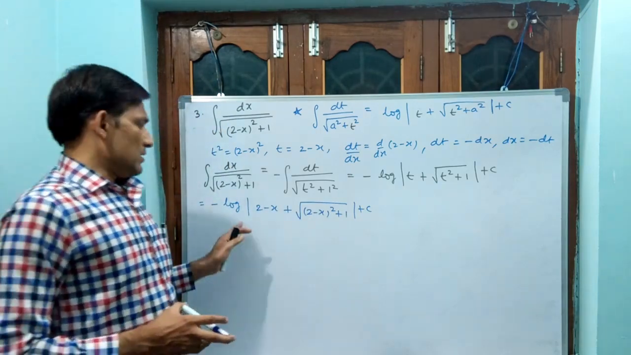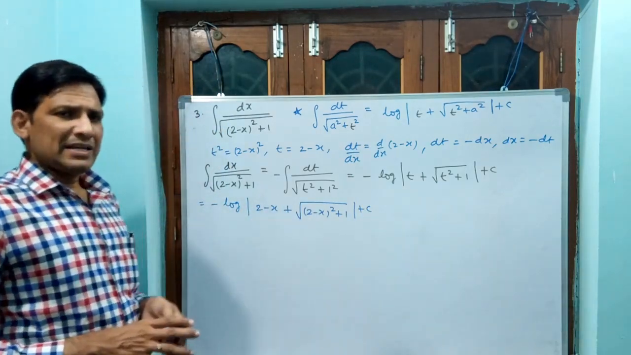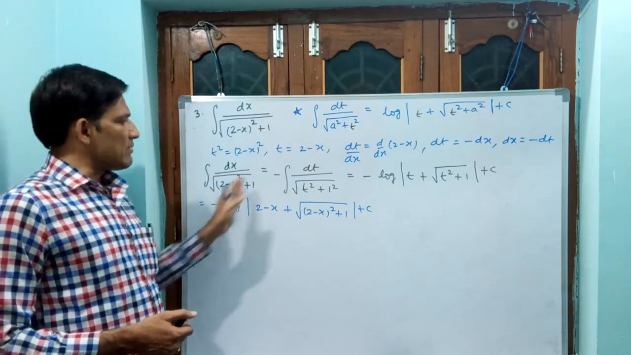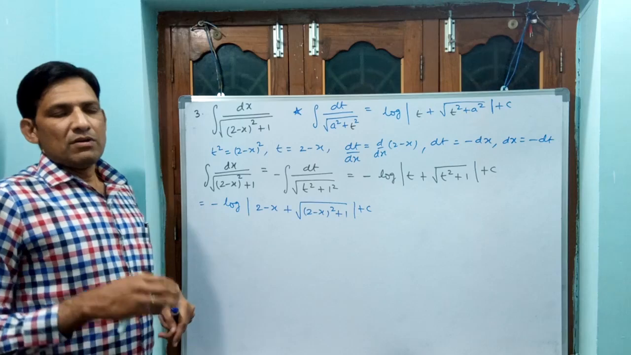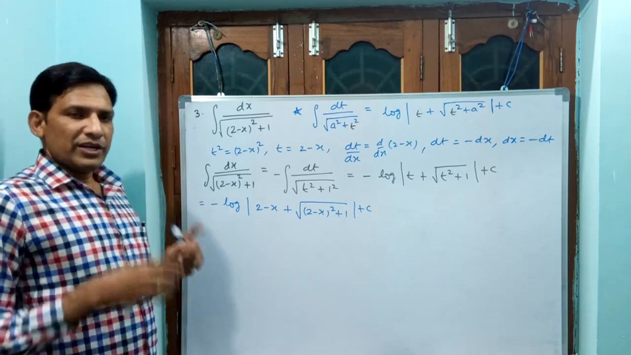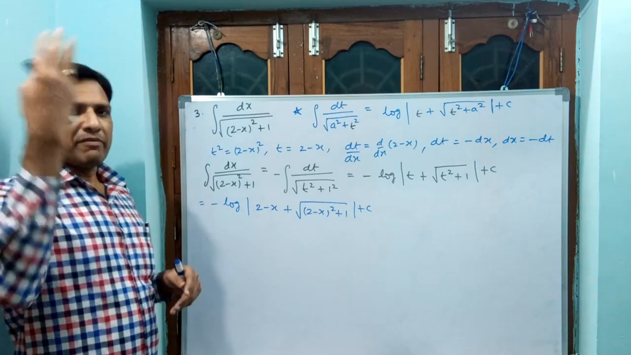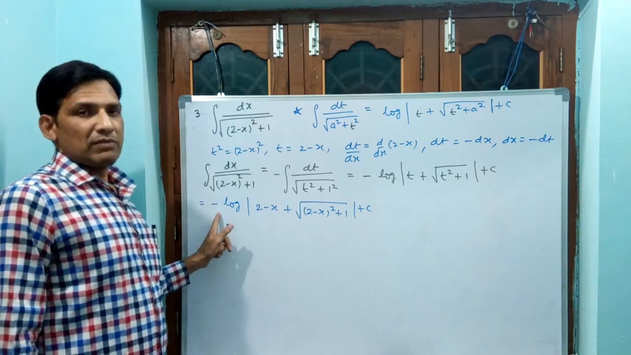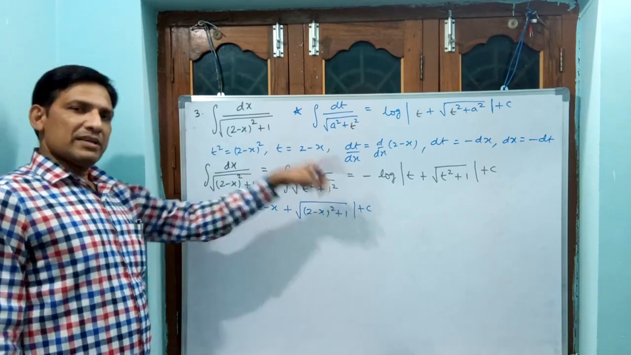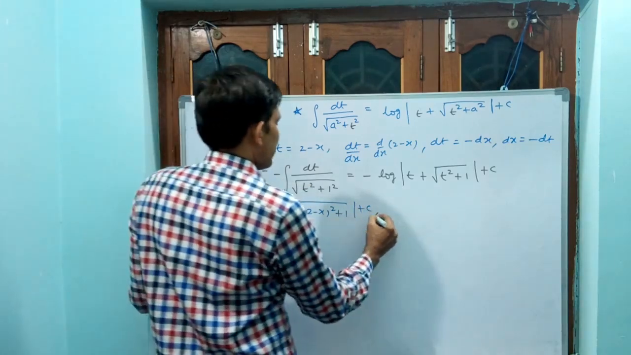Is this question over? But see, a slight modification we can do. Minus log is there, no? This minus I am sending to the top. See, n log m is equal to log m power n. Here n is minus 1, so minus log m becomes log m power minus 1. You see how I am writing?